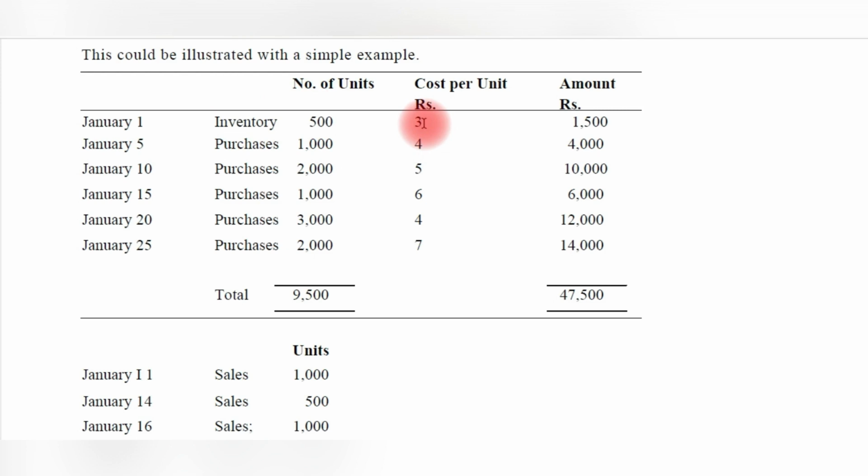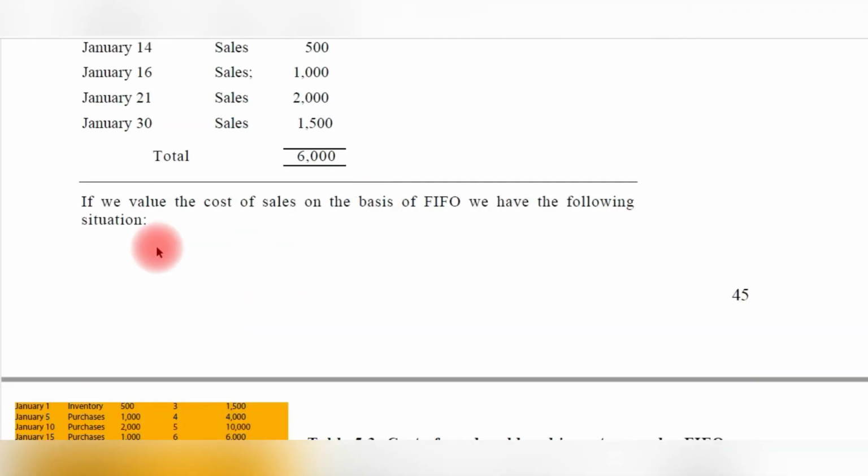On January 1st, each good cost 3 rupees, and on January 5 it is 4 rupees, January 10 5 rupees, January 15 6 rupees. So it keeps on increasing. The price is increasing here. So when the price is changing every day, how do we show the price in the profit and loss account? Okay, so there are 2 methods: first in first out method.